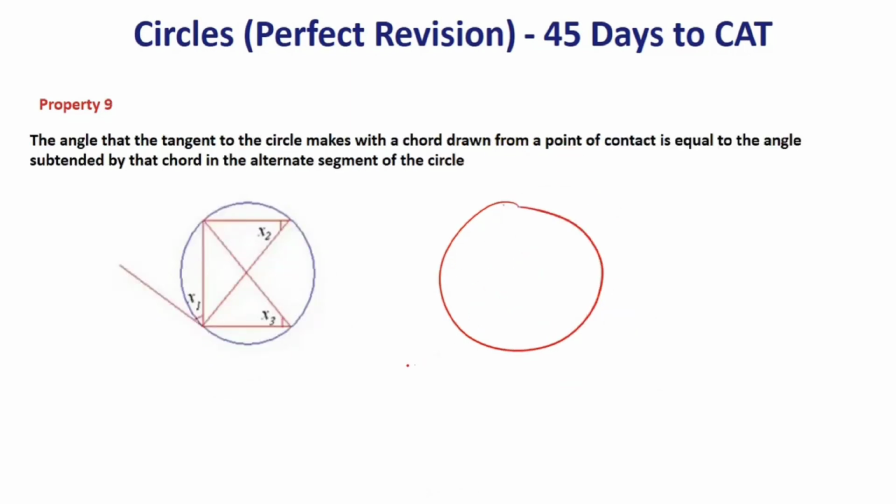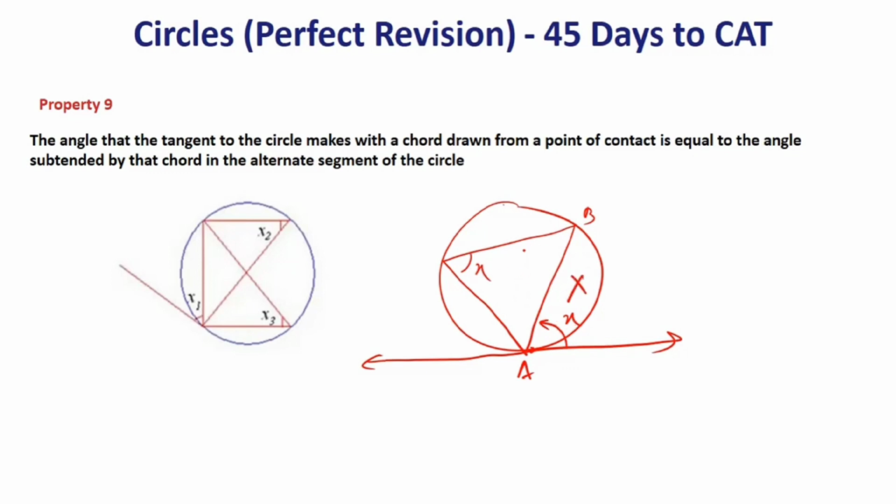If I have a circle and a tangent here, at the point of contact, let's say we have a chord here, the chord AB. The angle made by the tangent and the chord, let's say this angle x, is the same angle that the chord makes in the alternate segment. So this angle is also x. Remember, it's always the angle made in the alternate segment, not in this segment, but in the alternate segment.